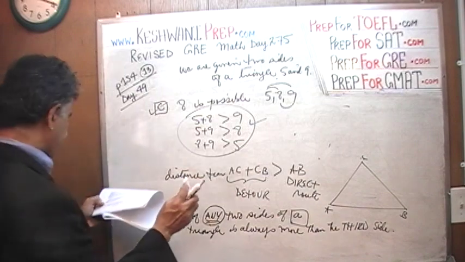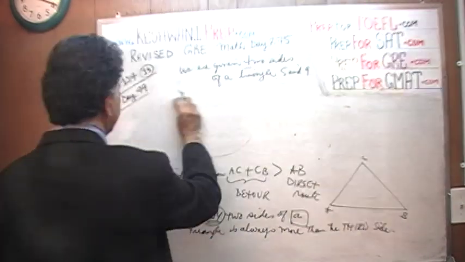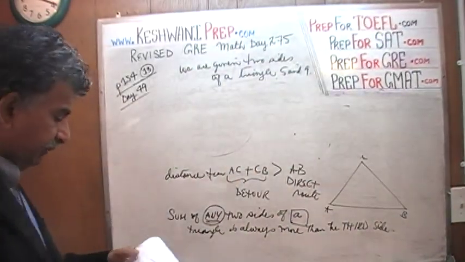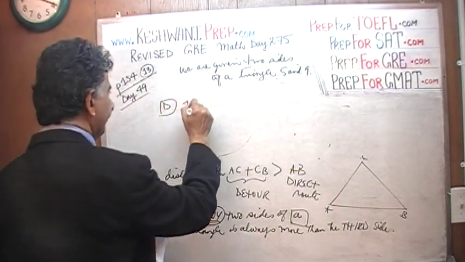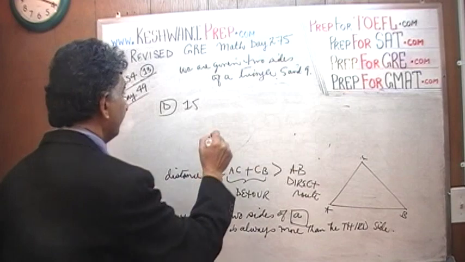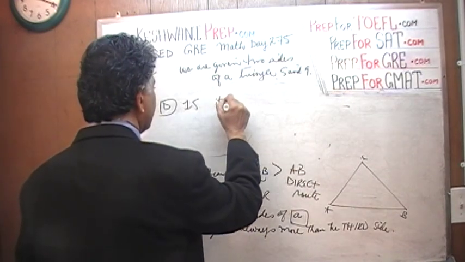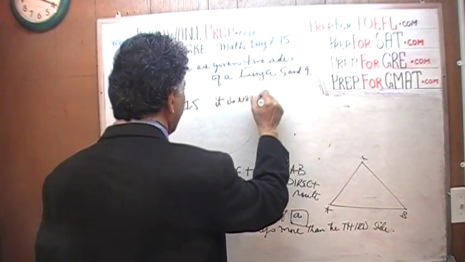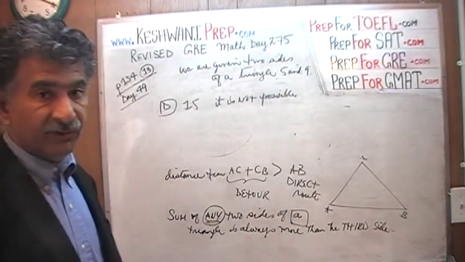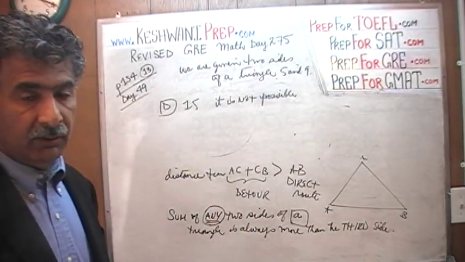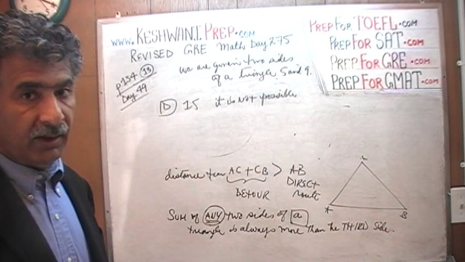Let's look at the last one, D. I think I'm going at too much of a leisurely pace here. In D we have 15. Is 15 possible? The answer is no. 15 is not possible. It is not possible for the third side to be 15 if the other two sides of the triangle are 5 and 9.